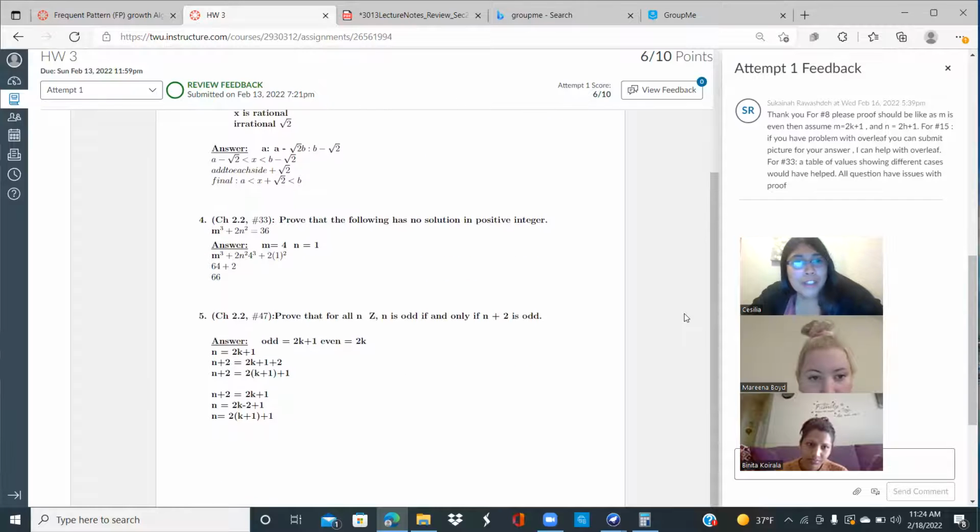Okay, number 33, this one. For 33, showing a table of values with different cases would have helped, so I wrote them all out instead of doing a table. Then she told me I should have done a table. Yeah, same for me. Let me see the way that you guys did it, because I'm guessing mine was wrong. Here, hold on. Okay, there you go.